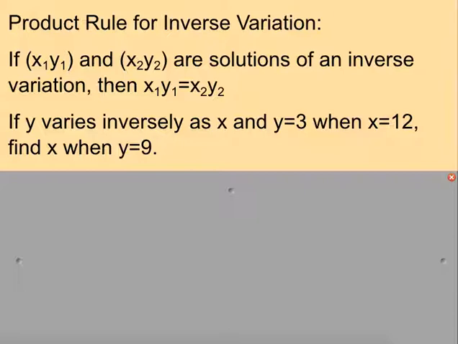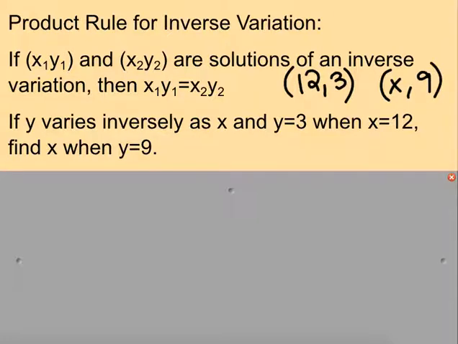So let's say we're given the information that if y varies inversely with x, and y equals 3 when x equals 12, basically they're giving us this coordinate point of 12, 3, find x when y is 9. So we don't know x, but we know y is 9.